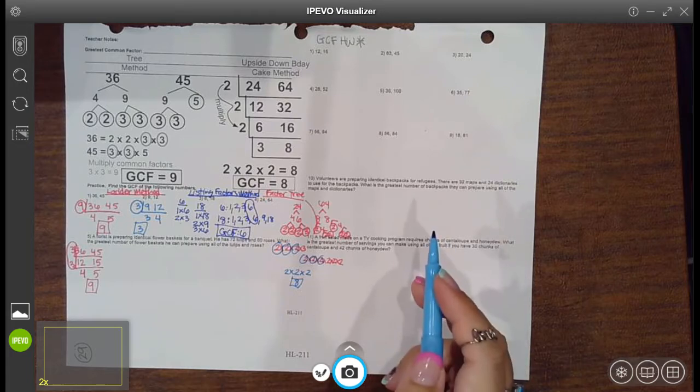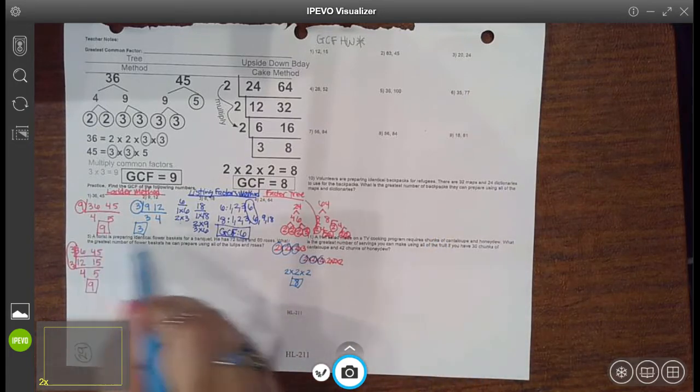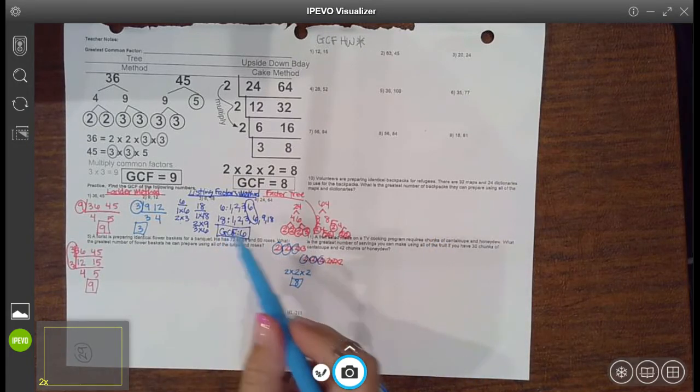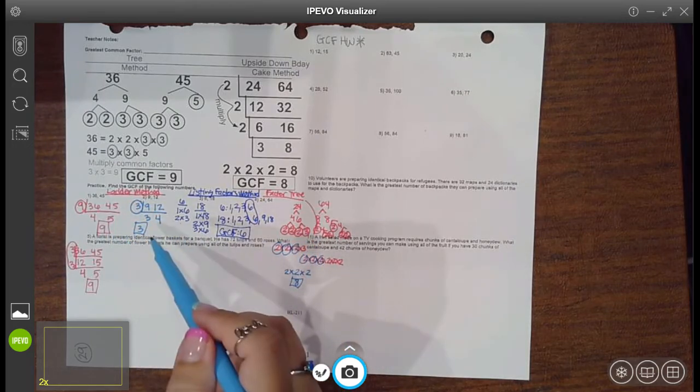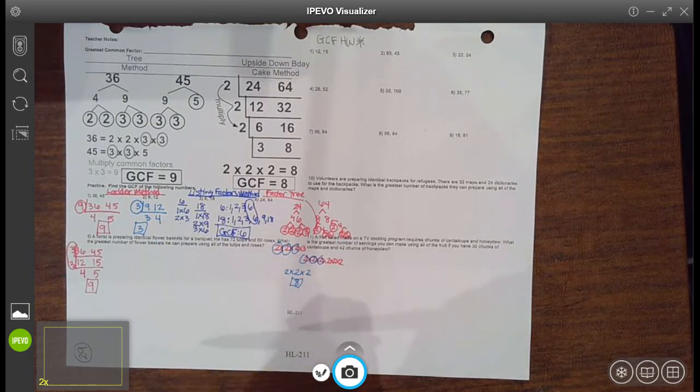Hopefully you got that, no matter which method you chose to use. So these are all three methods: listing factors, factor tree, or ladder method. You're going to see me using pretty much the ladder method all the time because it's so much easier. All right, let's go ahead and get started.